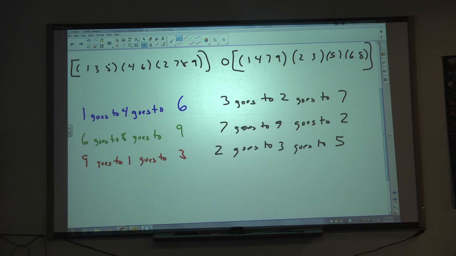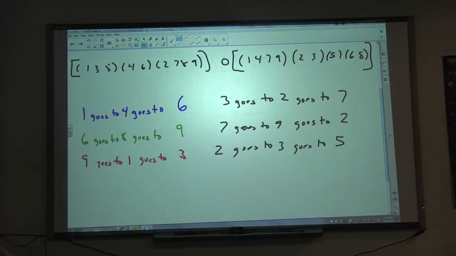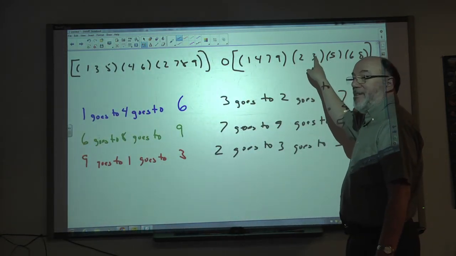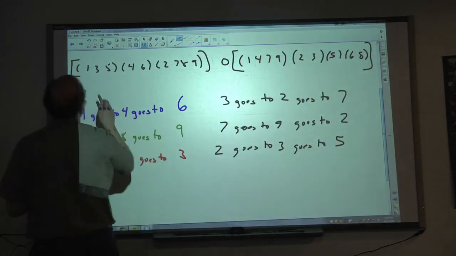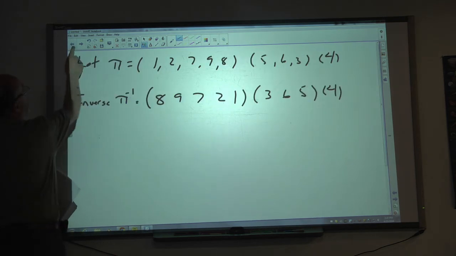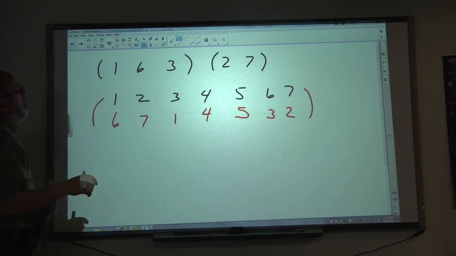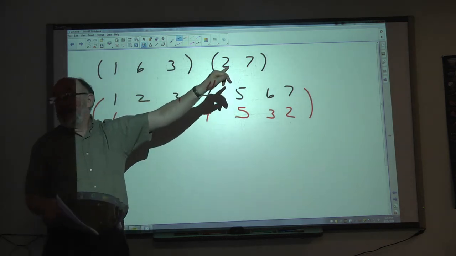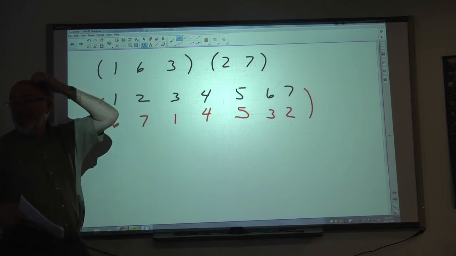So I pretty much get it, but I don't understand why 3 goes to 2. Because we go from the 3 to the other one. Remember, this one basically moved back and forth. It'd be easier, let me go back to where we had it up here. So here's my 2, 7 thing. So 2 went to 7, and then 7 went to 2. They just go back and forth, those two.